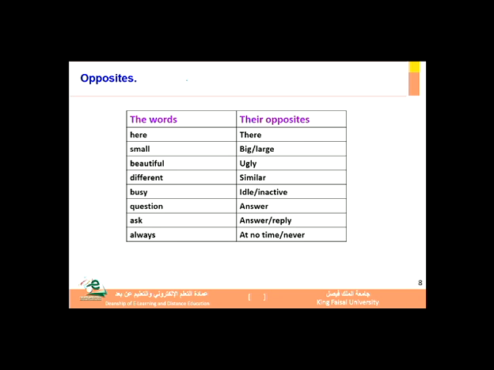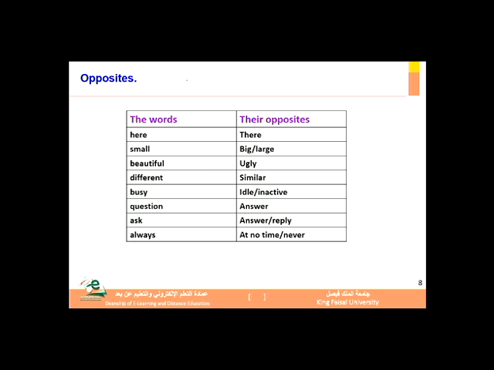Again, if we go back to the article we have just read, we have some words, and one way of making the meaning of those words clearer is by giving their opposite. So you can have the word and its opposite. As you can see in this table, you have the words and the opposite meaning of those words. We start with the first column: here, there, huna, hunak. Small, big, صغير وكبير, or sometimes we could say large.